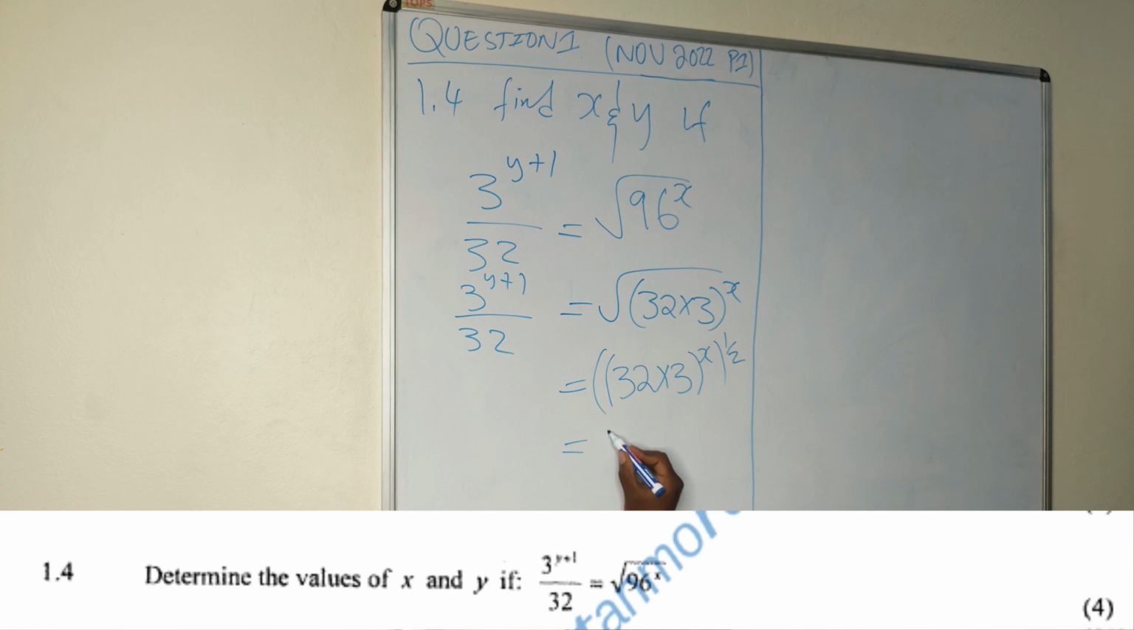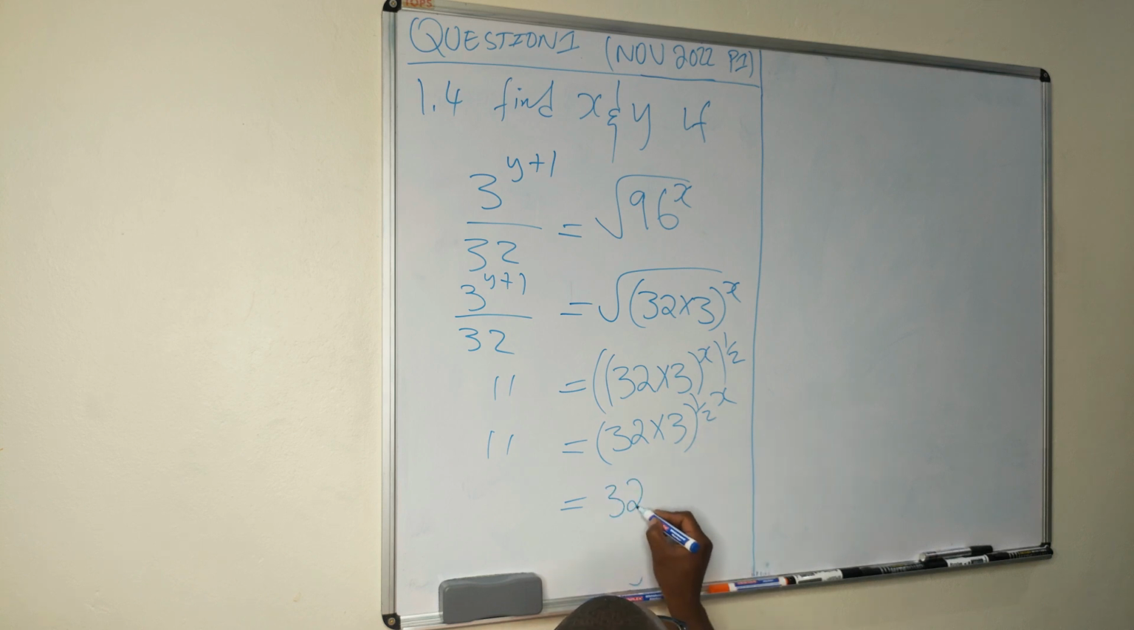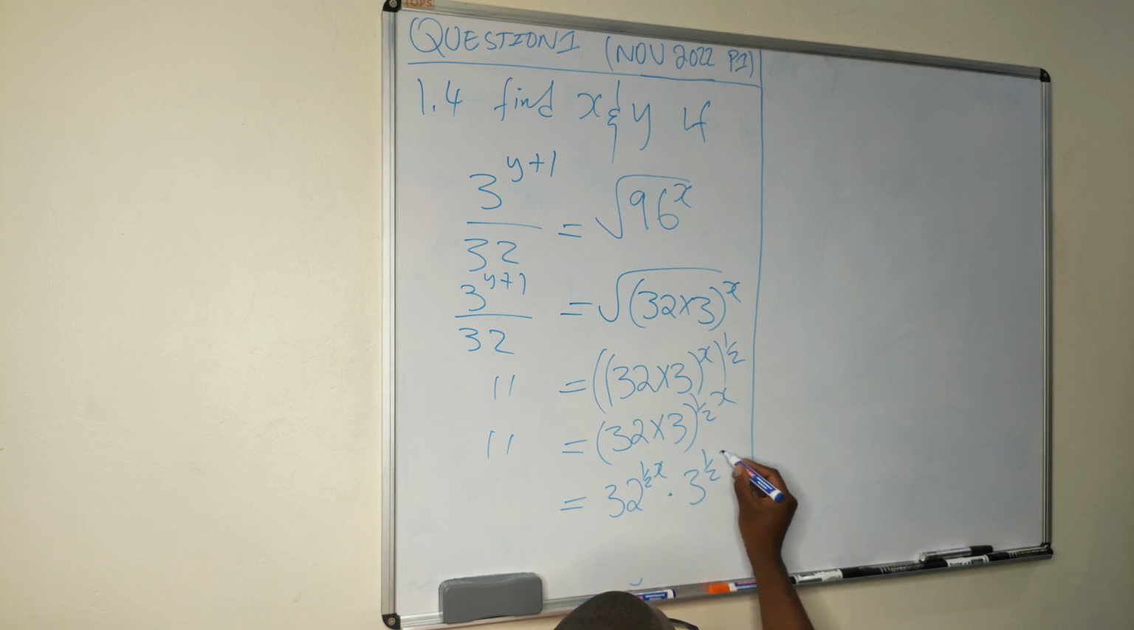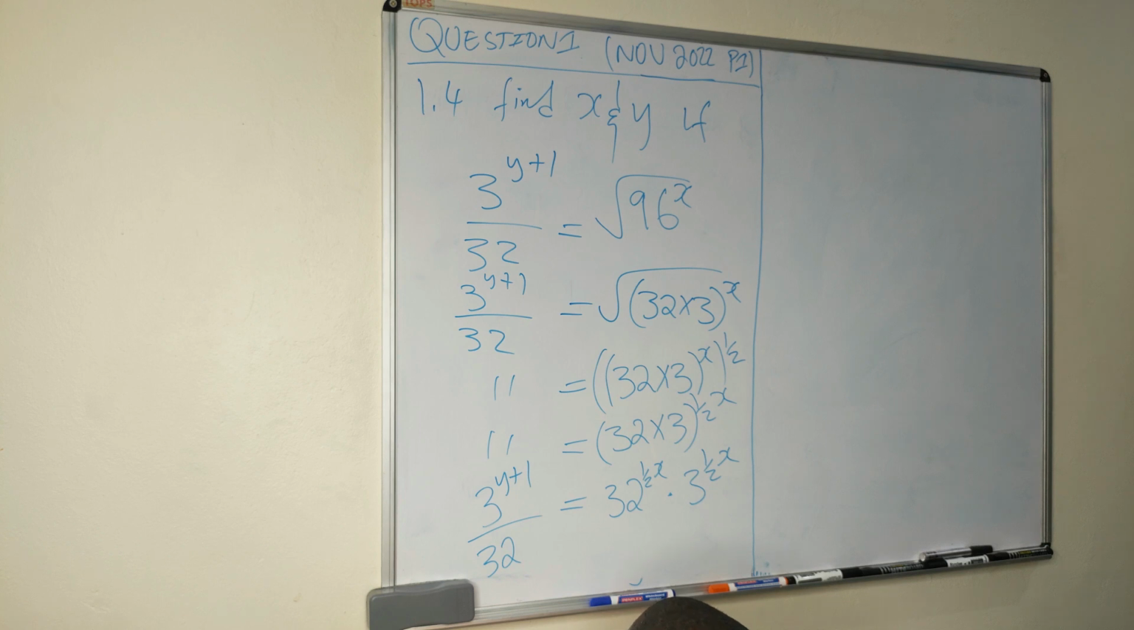We have 32 times 3 raised 1 over 2x here, right? We can just take this one down as it is, doing nothing here. So now we have that 32 raised 1 over 2x times 3 raised 1 over 2x is equal to, what is it? 3 raised y plus 1 all divided by 32. This is what we have, right?